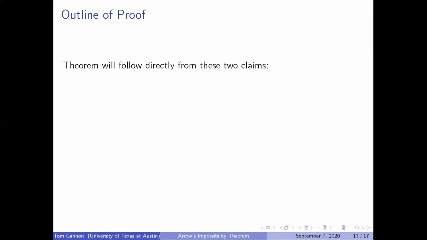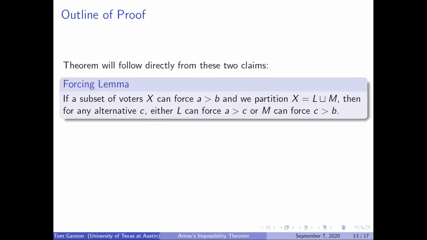But first, here are the two claims. First is what I will call the forcing lemma. I'll read this pretty slowly and deliberately. If I have a subset of voters, which I'll call X, which can force A over B, and we partition the subset into two groups of people, so everybody is in exactly one group, they can't be in no groups and they can't be in both groups. I labeled them L and M, for left and middle of the room. If X can force A over B, then for any alternative C, either the group L can force A over C, or M can force C over B.